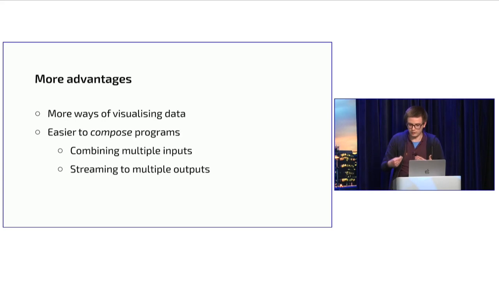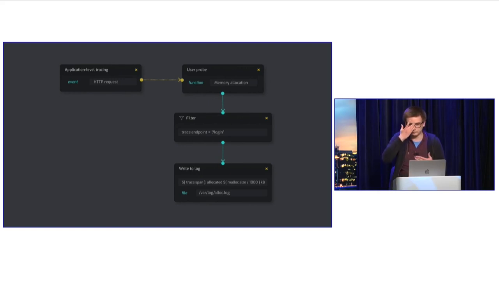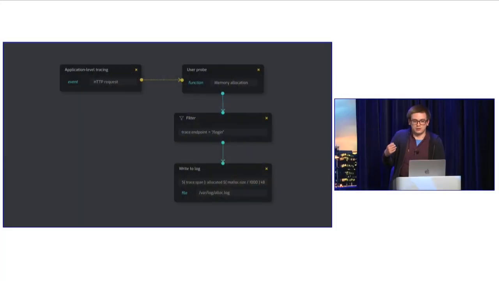And another important advantage of visual programming, as I see it, is that it's very easy to compose programs. It comes very natural. What I mean is, if we take a look at this example, we can imagine a scenario where we have some sort of an application or a web application, and we are interested in tracing the number of memory allocations that are made when we hit an HTTP request for the endpoint, like a login page, for example. As you can see, we can start with the event that comes not from the kernel, not from eBPF, but from some dynamic tracing system, for example.